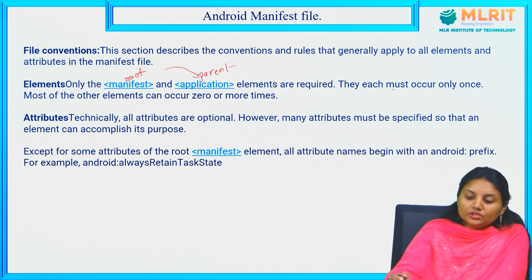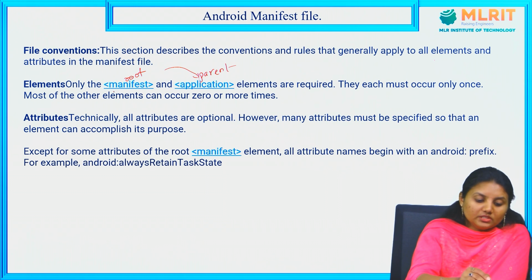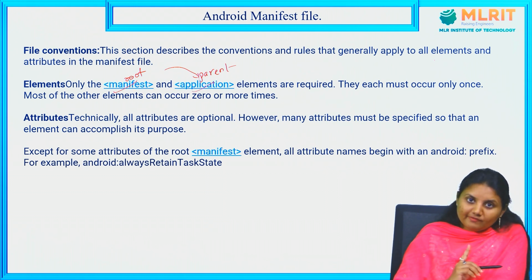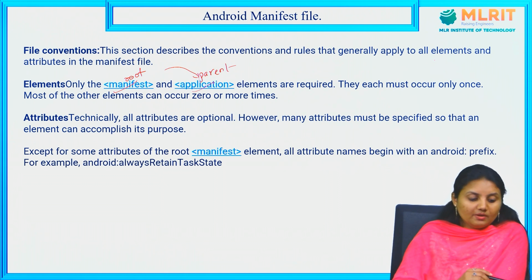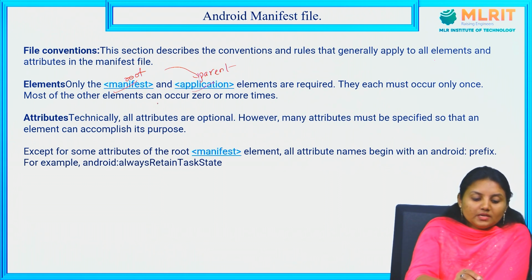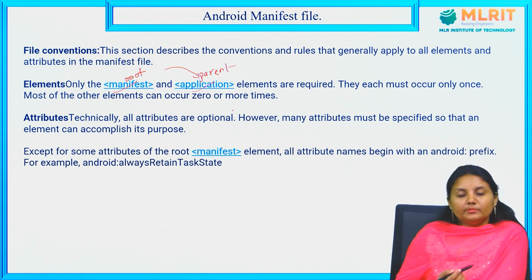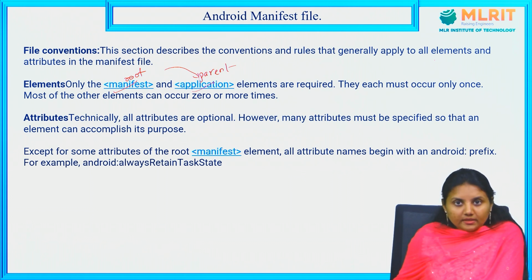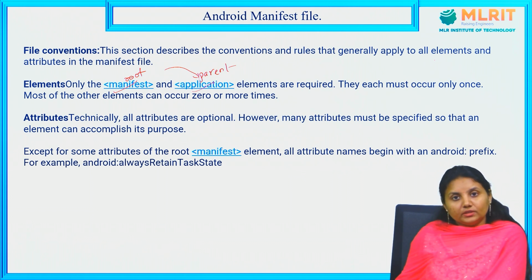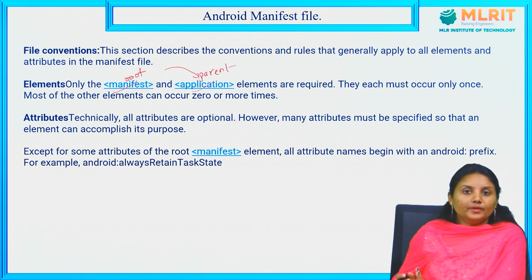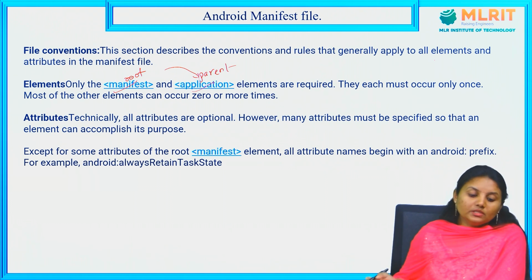Each must occur only once. So the manifest file will be written only once. Under that, the application, we are talking about only one application, so that is also only once. And most other elements can occur zero or more times. That is based upon the requirement: if you are using an intent, we will include the intent filter. If you are not using the intent, we will not use the intent filter. So that changes based upon the requirement.